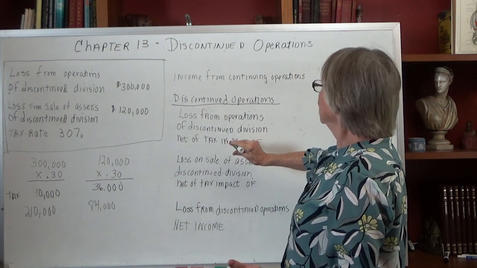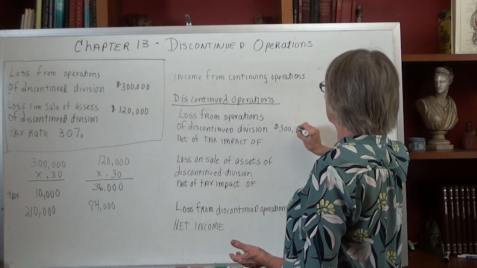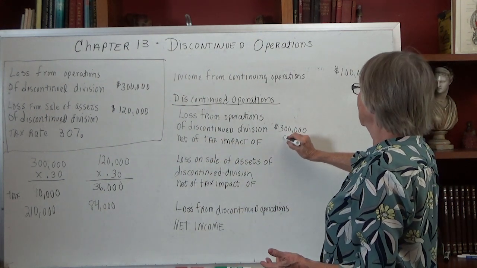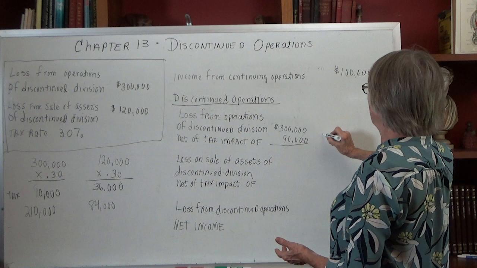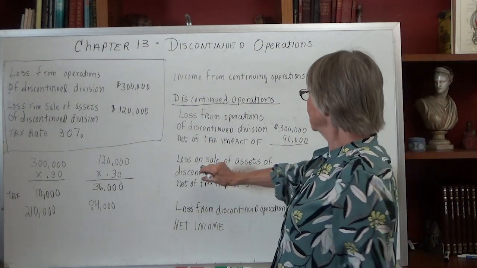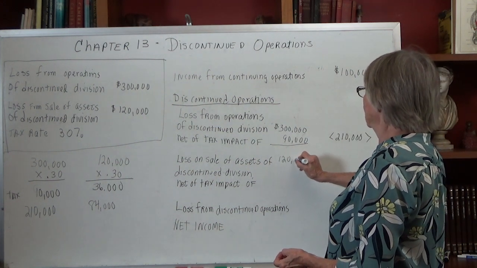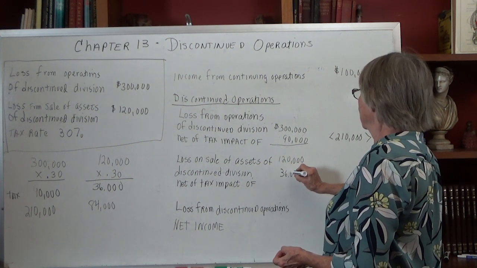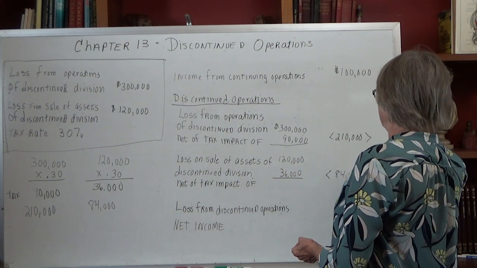When I'm doing these, a lot of times I put the numbers in just because it's easier, but you can just report them net of tax. We go net of the tax impact of the 90,000, and so you would report the loss of 210. Okay, and then we do the loss on the sale of the assets of the discontinued division, and the total loss would be the 120. Net of the tax impact of the 36,000, the loss we would report is 84,000.